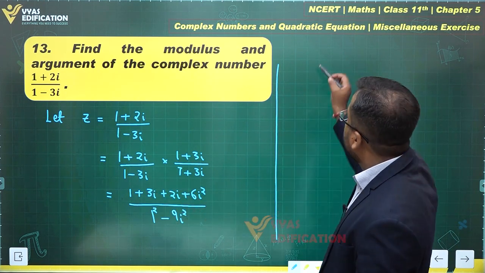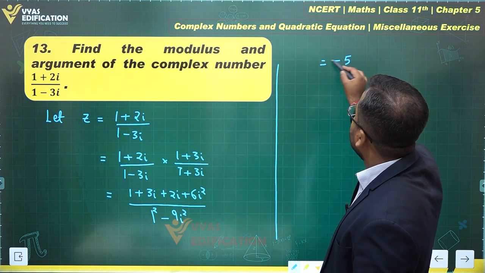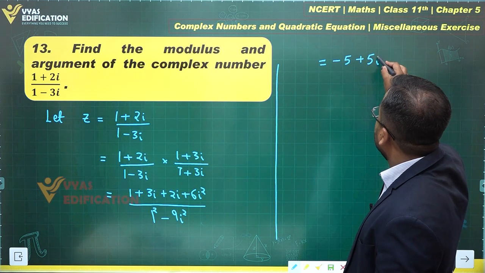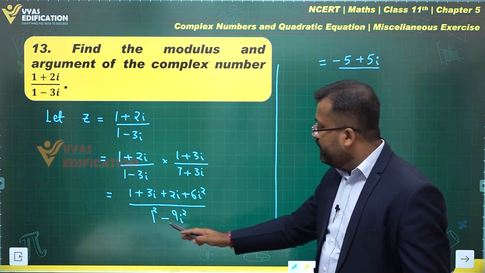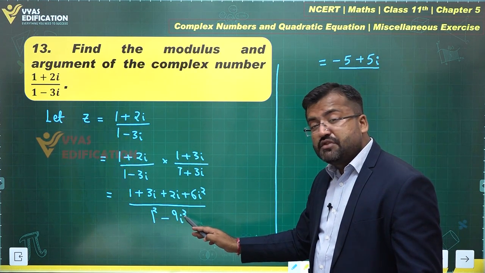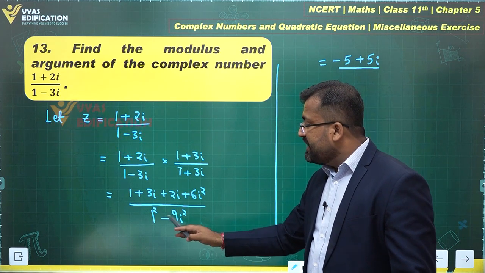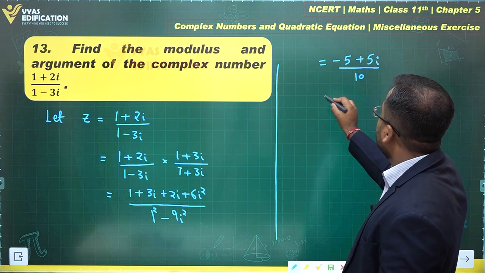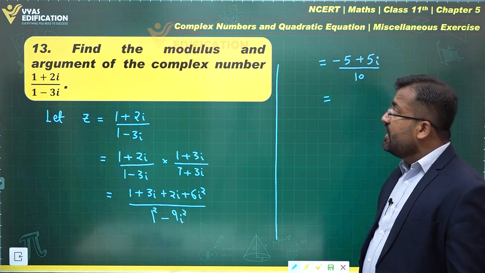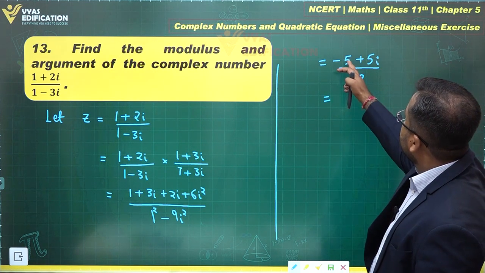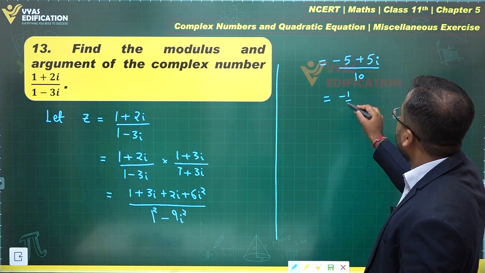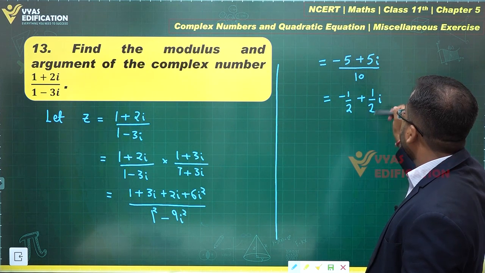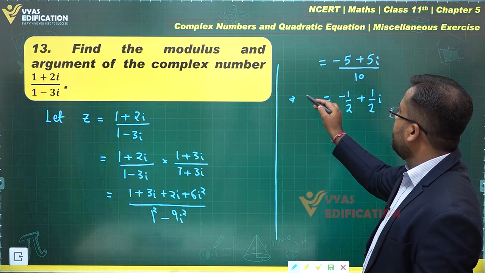1 − 6 becomes equal to −5, okay? This 3i + 2i is actually equal to 5i, whole divided by, what do we have over here is 1, i² becomes −1, so this becomes plus 9. 1 + 9 is actually 10 in the denominator, okay? This is what I am getting. Further, what next? This is −5/10, which is −1/2, plus 5/10, which is 1/2 i. This is my complex number z.